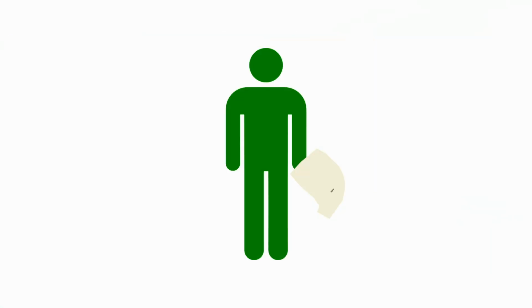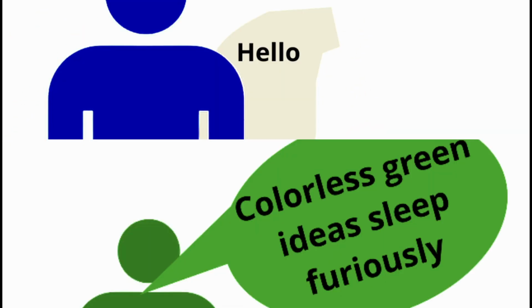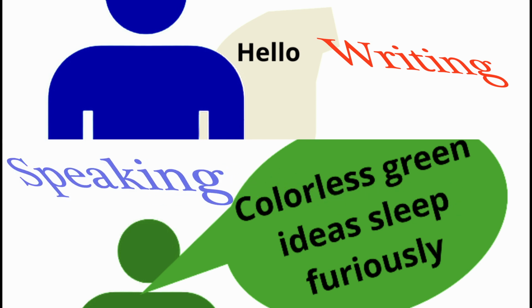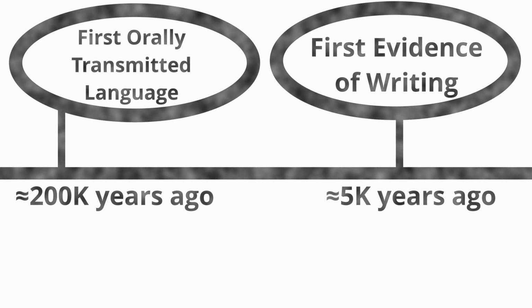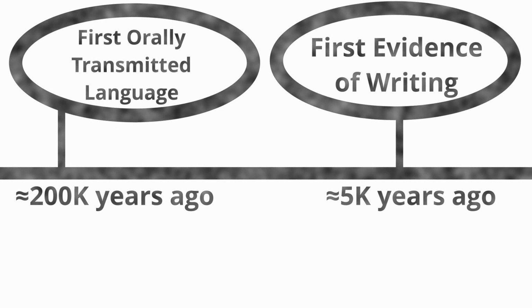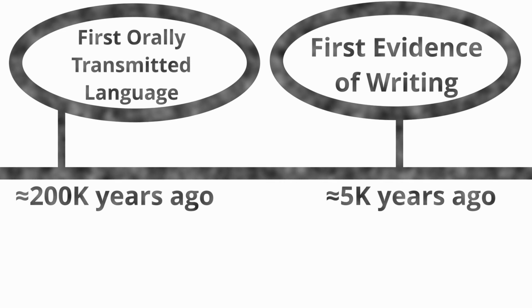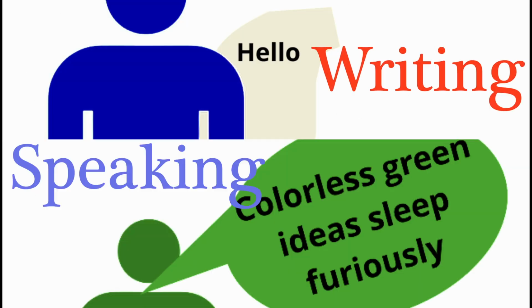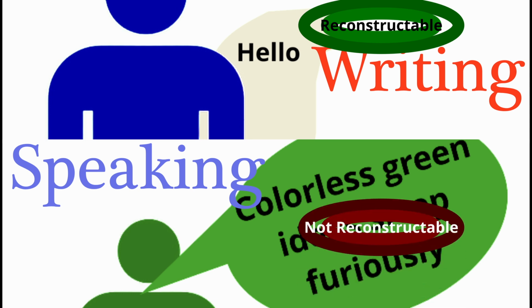A person can write something, and later on it can be read. However, it's important to note that these two methods, writing and speaking, are completely different ways of conveying information. The first orally transmitted language dates to over 200,000 years ago, but the first evidence of writing only started 5,000 years prior to today. Moreover, while writing is reconstructible, sadly, speaking just isn't.